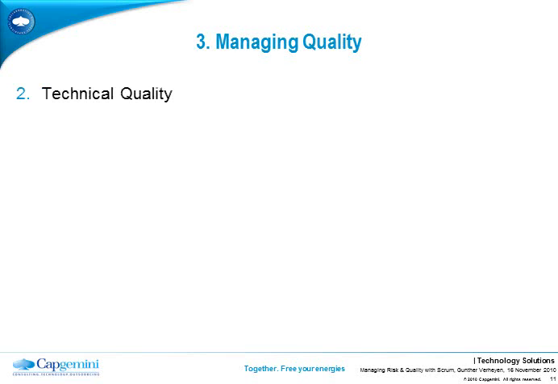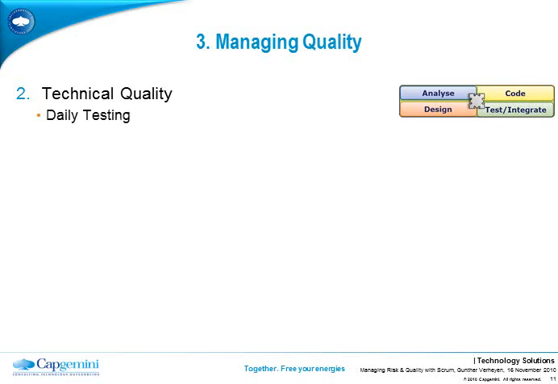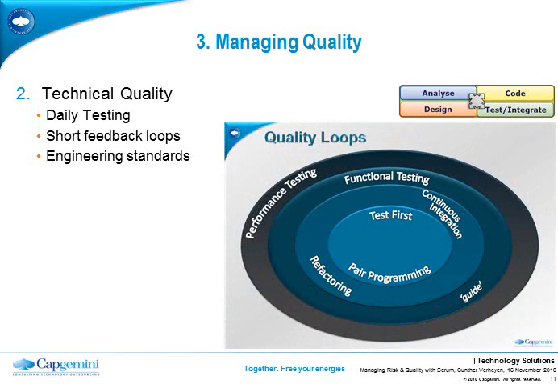Of course, there's also technical quality. It's not only about working software, usable software, it's about technical quality as well. We already know that we do all tasks on a daily basis, daily testing. Overall, we've got a number of very short feedback loops, feedback from business, feedback from testers. We test every day again. But on top of that, we define clear and concise engineering standards.